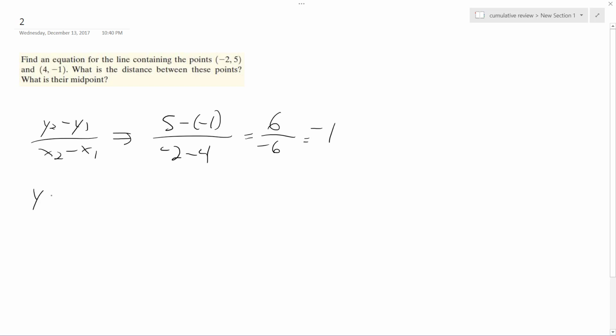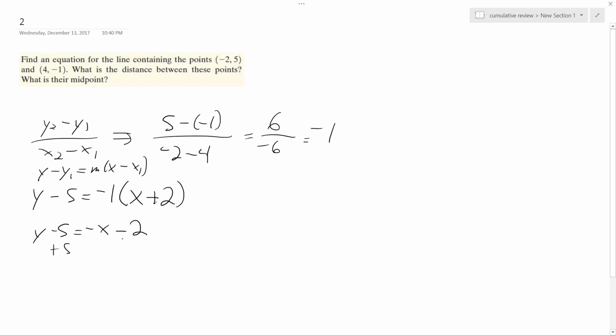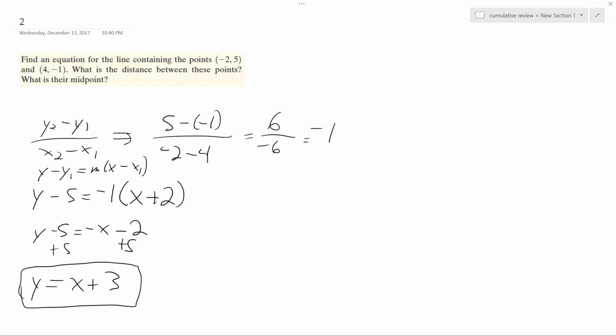So my slope is -1. I'll just pick any of the points. So y minus 5 is equal to -1, that's the slope, times x minus, this is y minus y1 is equal to m times x minus x1, minus -2, which becomes +2. So I get y minus 5 is equal to -x minus 2. And then add 5 to both sides. I get y is equal to -x plus 3. This is my line, but I still have to go here because I want the midpoint.